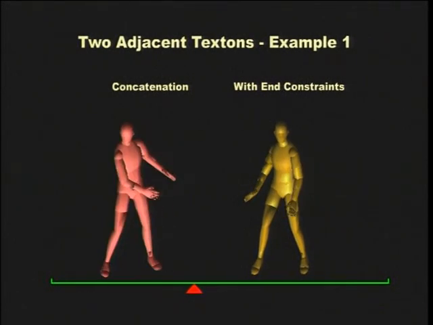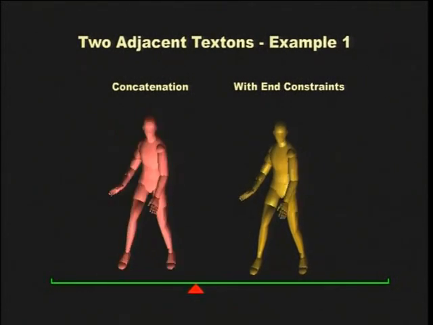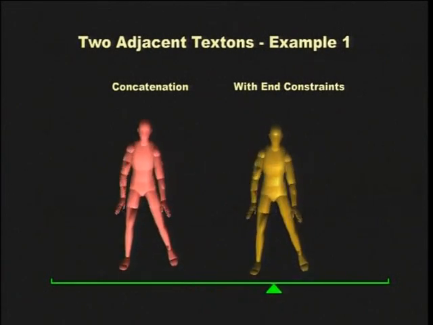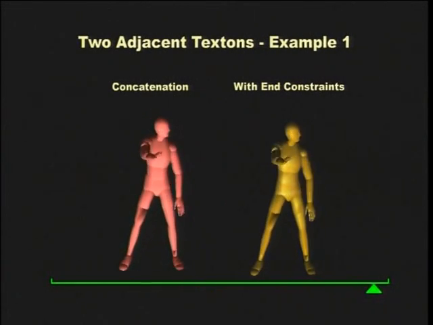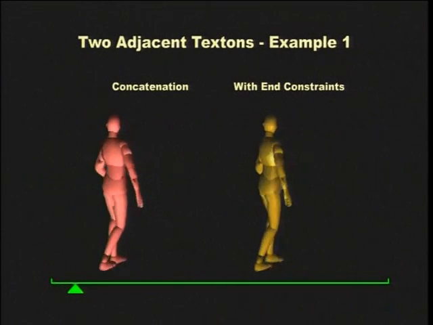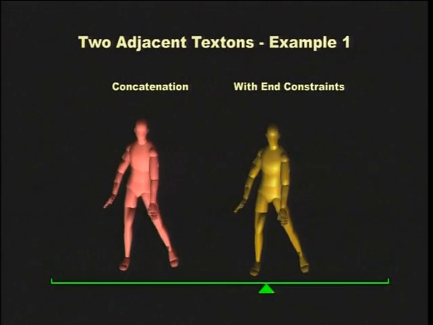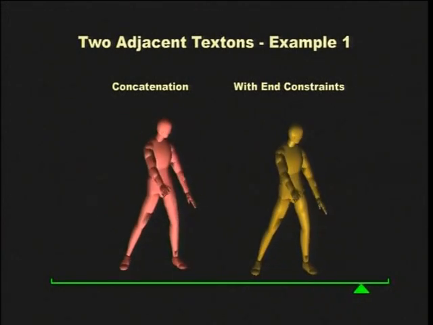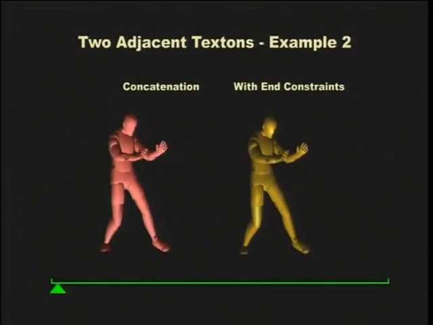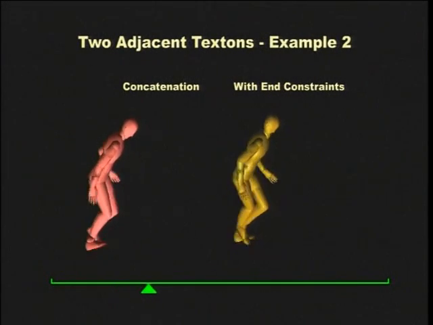On the left, when two segments are synthesized from two textons and concatenated together, a jump is visible at the transition. On the right, the transition is smooth after we impose end constraints for the first texton. Here we show another example.